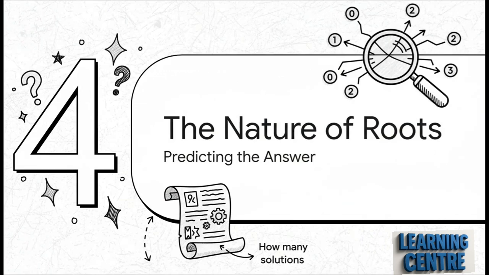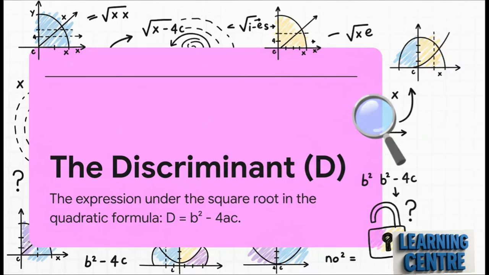Now for a really cool pro tip: what if I told you there was a way to predict how many solutions an equation has and what kind of solutions they are before you even do all the work? Well, there's a secret decoder ring hidden right inside the quadratic formula that lets you do exactly that. This little secret decoder is called the discriminant. It's just that one part of the formula, the expression that lives under the square root sign, b squared minus 4ac.